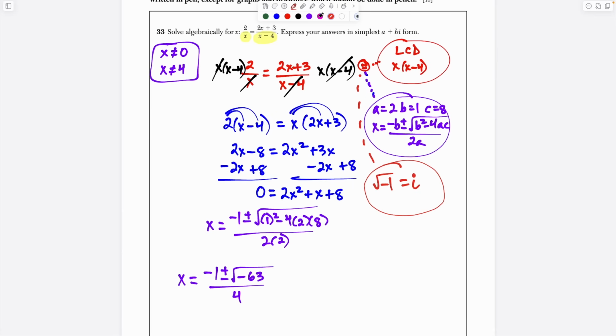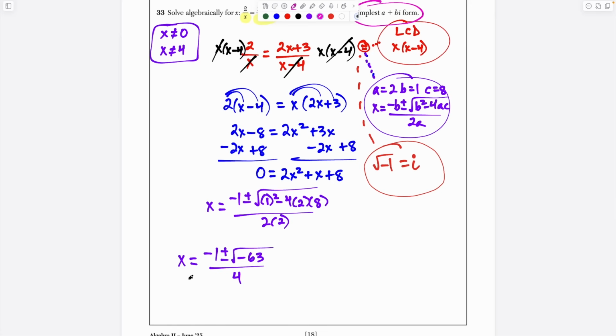However, we do have to make sure at the end that our answer is in the form of a plus bi. Okay, so simplest a plus bi form is going to be important. So here, let's go ahead and write this out. For the next phase, we're going to have x equals negative 1 plus or minus, and the negative inside of a square root, I could just take outside like this and say i, and then the square root of 63 over 4.